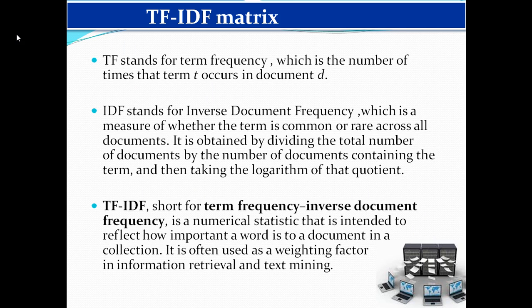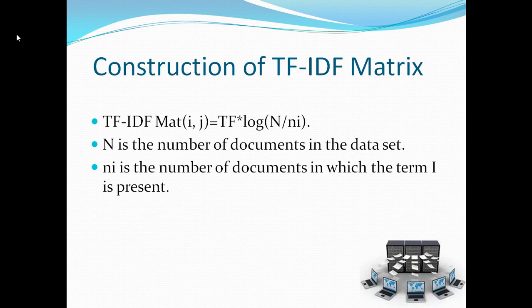Now this term frequency matrix is converted into a term frequency inverse document frequency matrix. The TF-IDF matrix can be calculated using the formula: TF-IDF of ij equals TF times log of N by n_i. Here TF is the term frequency, capital N is the number of documents, and small n_i is the number of documents in which the term i is present.